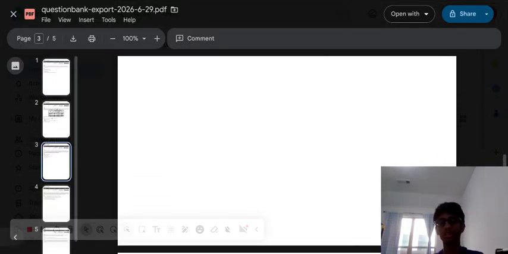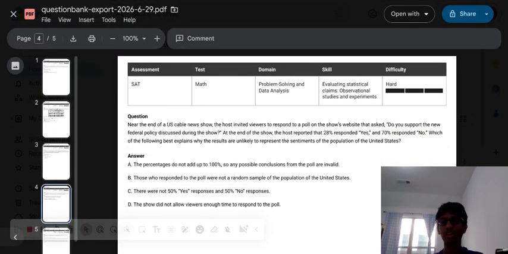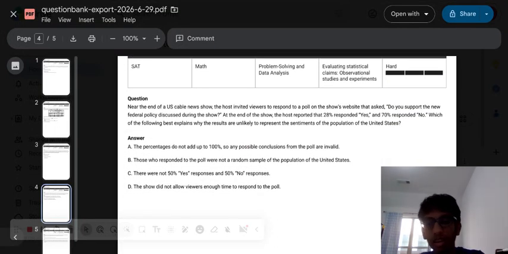Moving on to question 4. Near the end of a U.S. cable news show, the host invited viewers to respond to a poll on the show's website that asked, "Do you support the new federal policy discussed during the show?" At the end of the show, the host reported that 28% responded yes and 70% responded no. Which of the following explains why the results are unlikely to represent the sentiments of the population in the United States? Well, okay.